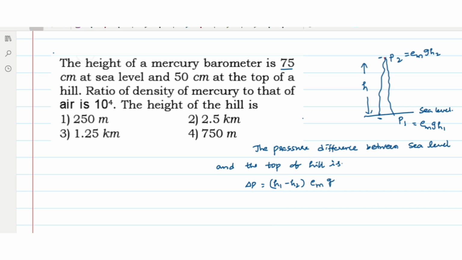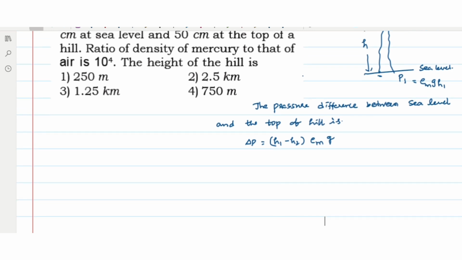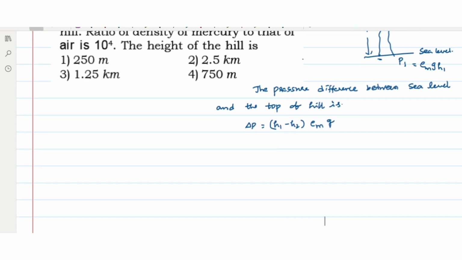So here, the pressure difference comes from the height difference in the barometer. At the lowest point, the mercury column will be 75 centimeters, minus 50 centimeters when it is at the height H2. It was given as 10 power minus 2, and you can take the density of the mercury as rho Hg, into g. Let us take this as the first equation.